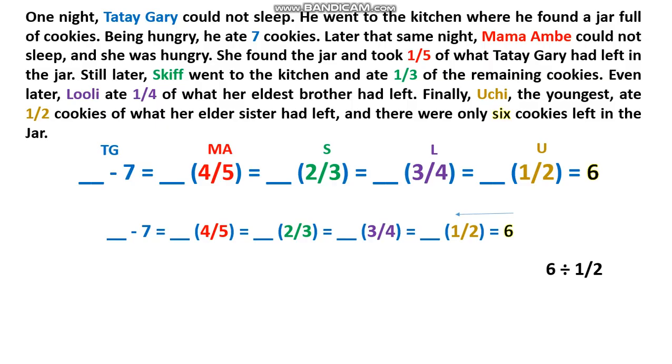And we all know that in dividing fractions, we have to get the reciprocal of the divisor, which is 1/2, and we need to proceed to multiplication. So therefore, yung given natin na 6 divided by 1/2 ay naging 6 times 2 over 1, which is equivalent to 12. So therefore, may 12 doon or 12 pa ang laman ng jar nung makita ito ni Uchi.